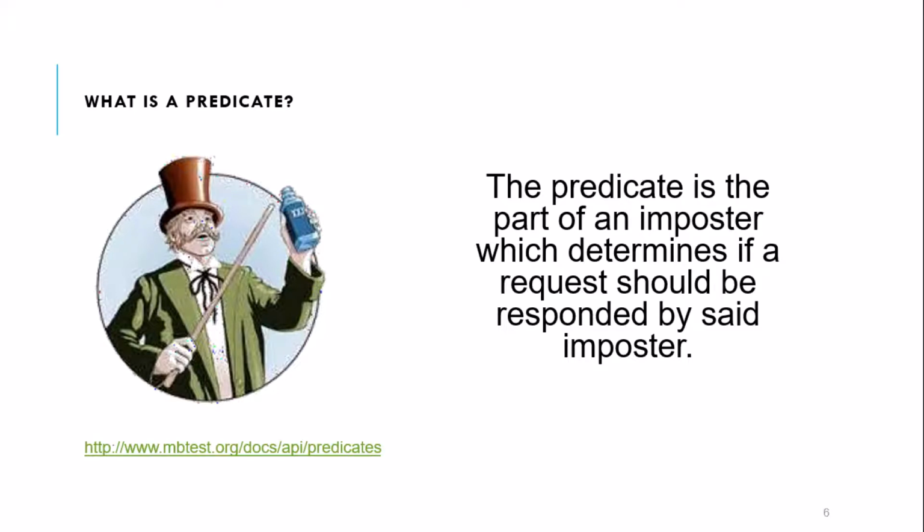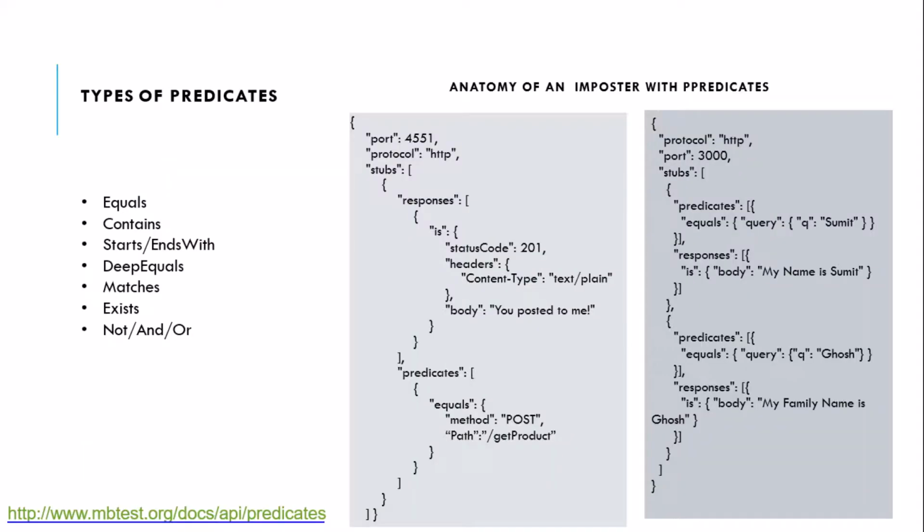Predicate is also a very important concept of imposters, which actually determines whether a particular response should be sent for a particular request. It is more of an if-else condition. If I am receiving a particular request, then I will respond with a particular response. In this slide you can see the different types of predicates that are used in Mountebank. Those are equals, contains, startsWith, endsWith, deepEquals, matches, etc.